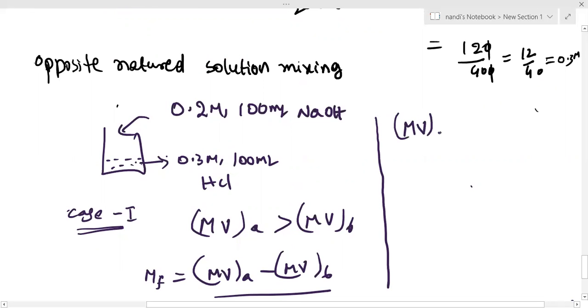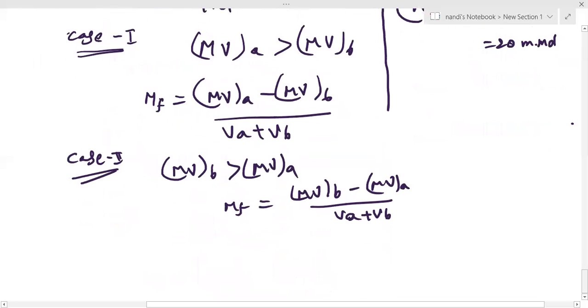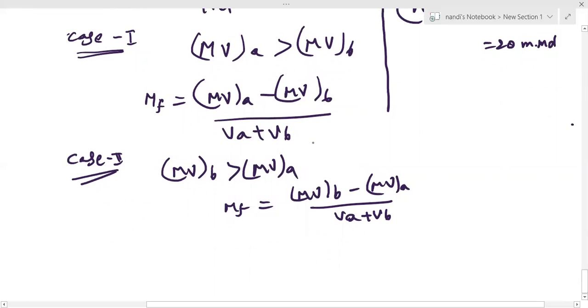M into V of acid equals 0.3 into 100. How much will we get? 30. This is 30 millimoles because the volume is in mL. Same for base: M into V of base equals 0.2 into 100. This is 20 millimoles. Which is more here, acid or base? Acid is more. So the resulting solution character is acidic. Now which formula is suitable here, case 1 or case 2? I think case 1 is suitable here.